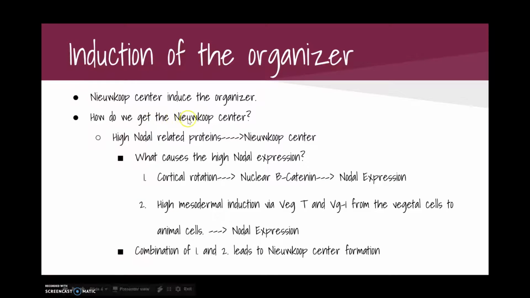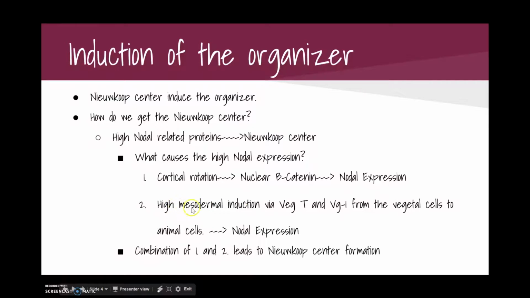How do we get the Nieuwkoop center? Well, the Nieuwkoop center is defined by high expression of nodal-related protein. What causes the high nodal expression? First, it's due to cortical rotation. Upon sperm entry, cortical rotation occurs. Because of cortical rotation, beta-catenin stabilizers are able to translocate to the future dorsal side. Because of these stabilizers, beta-catenin is able to accumulate and be translocated into the nucleus, which we call nuclear beta-catenin. And nuclear beta-catenin is able to regulate nodal expression.